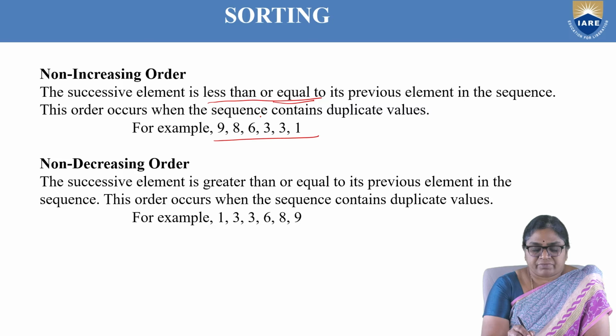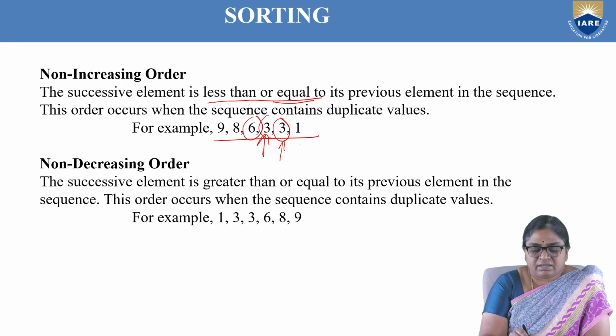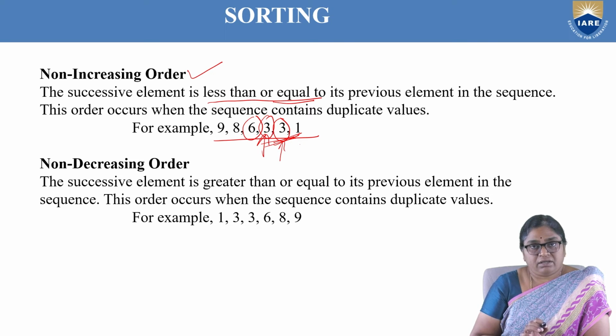Here, take element 6. Its successive element, that is 3, is less than 6. Next, take this element. It is also less than its successive element 1. But coming to this element, it is equivalent to its successive element 3. So we will have duplicates in non-increasing order. But in increasing order, we don't allow duplicates.